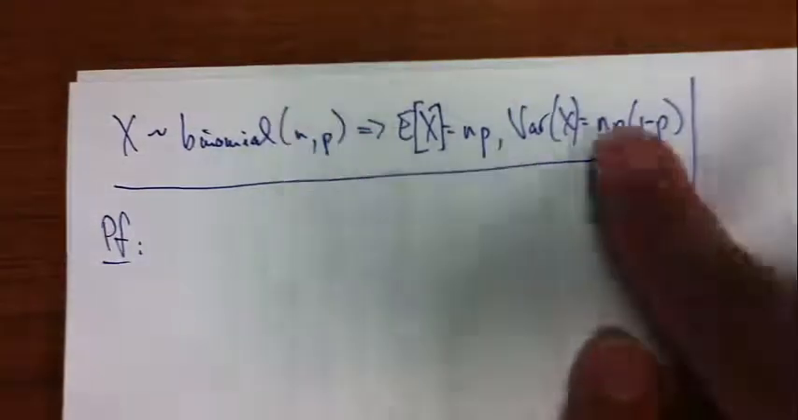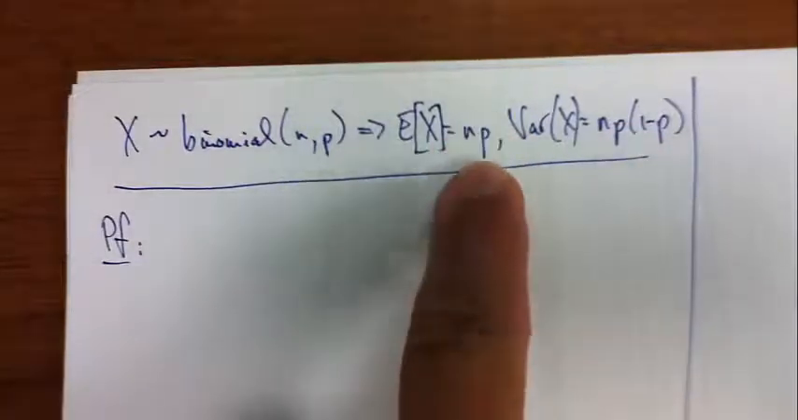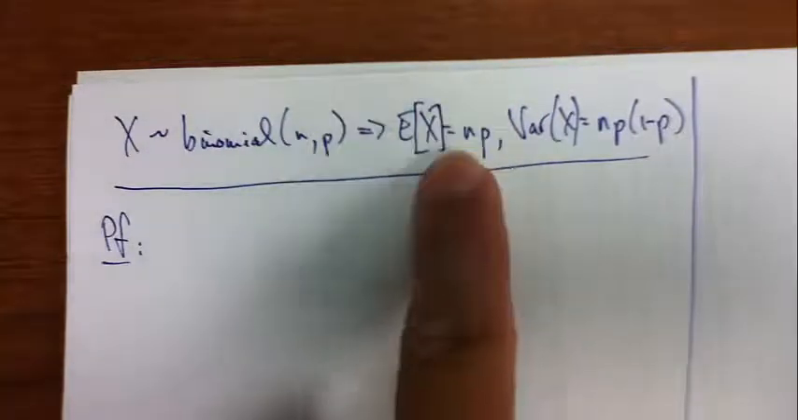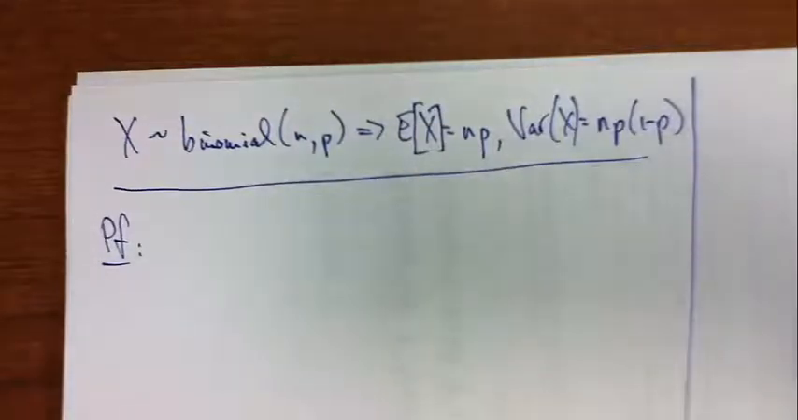Now, I think this makes a lot of sense. You might want to stop and think about that for a minute. Why should the expected value be n times p? We'll come back to that later. But let's prove this right now.